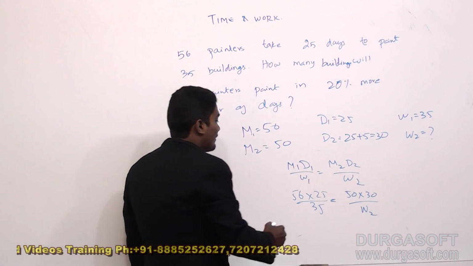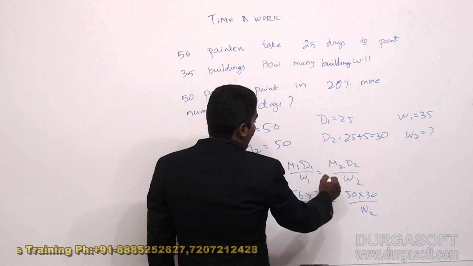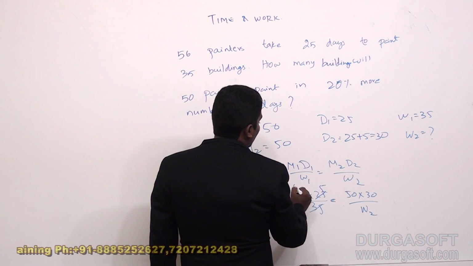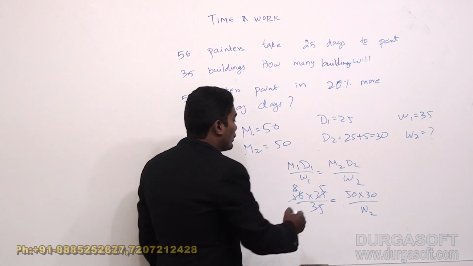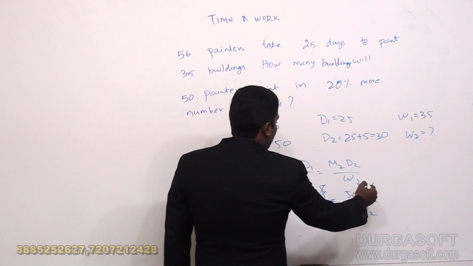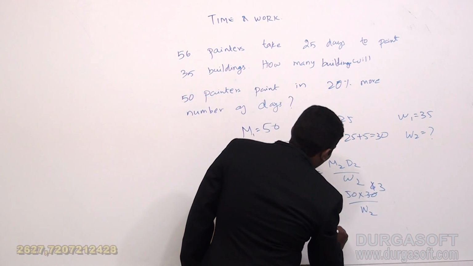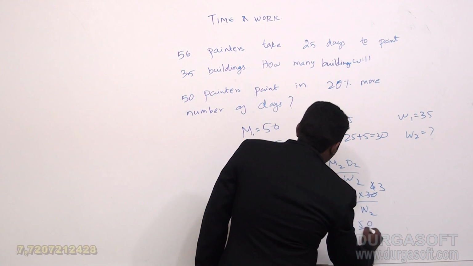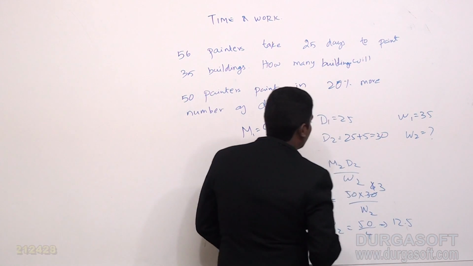Same with 35, 7th table 5 times, 5th table 5 times, 7th table 8 times. So I will get 8 into 5, 5th table 6 times, 2nd table 3 times, 2nd table 4 times. So I will get W2 is equal to 50 divided by 4, or in other words 12.5.